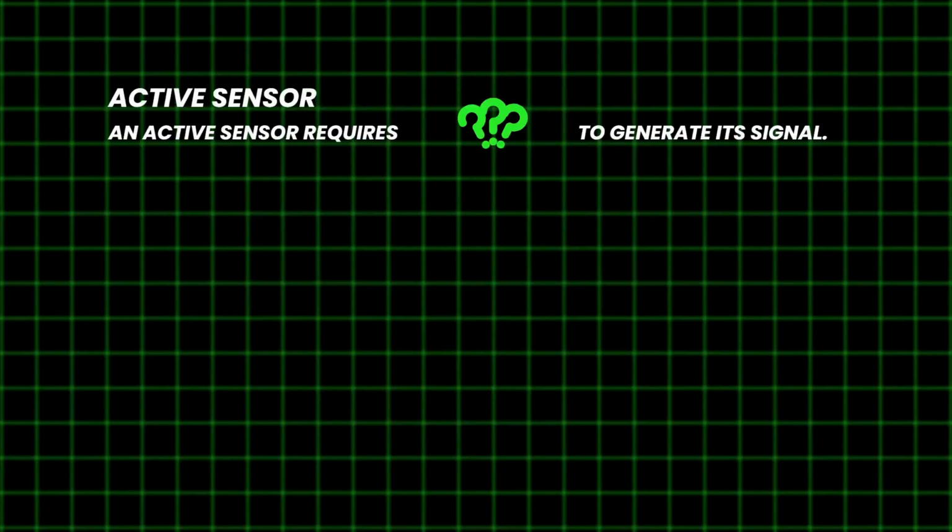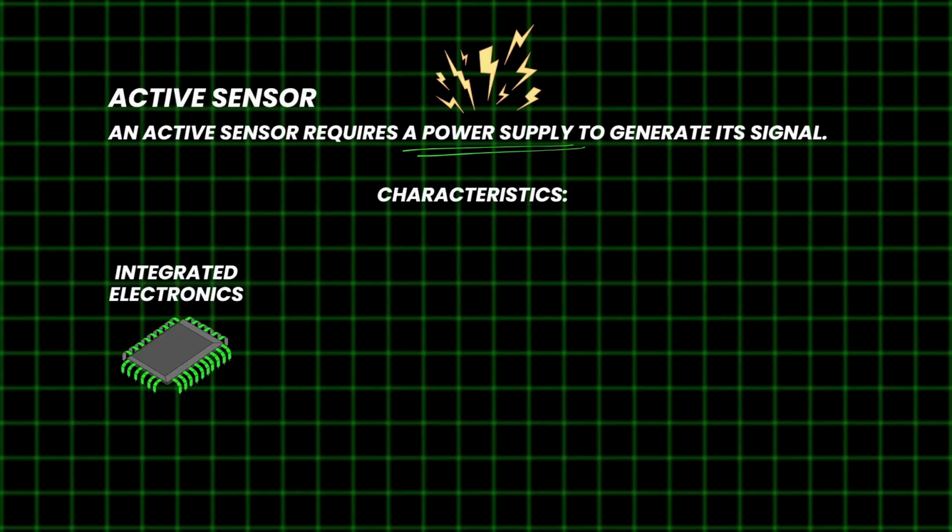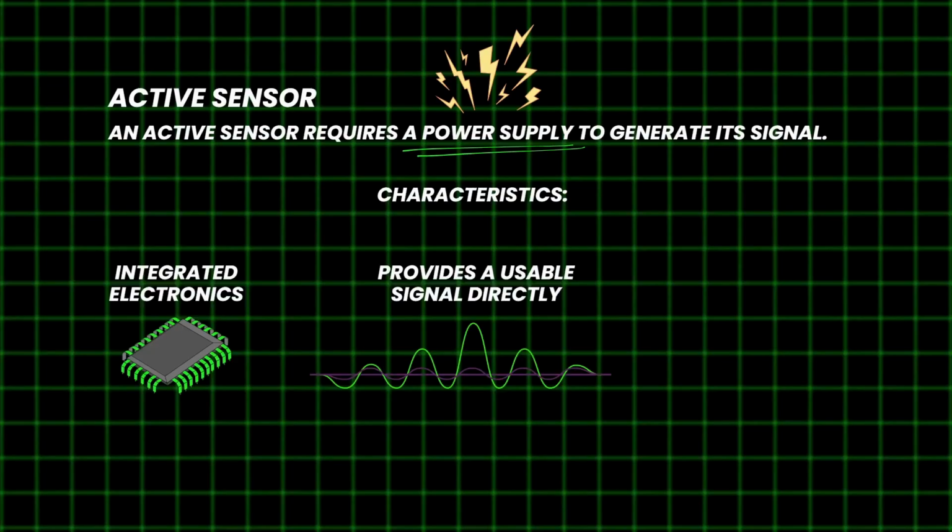So there is the passive sensor and the active sensor, but what's the difference between them? An active sensor requires power to generate its signal. So what does it require? It requires a power supply, and the characteristic of an active sensor is that it's integrated with electronics. So what does this electronics provide? It will create a direct signal that you can use without creating your own circuitry, and it's of course more precise.